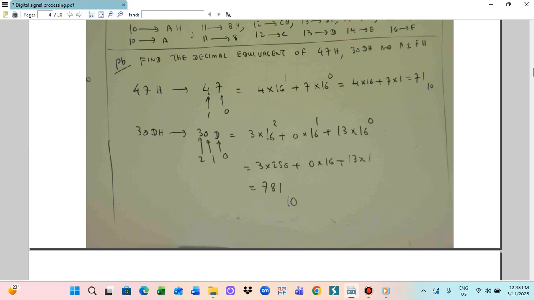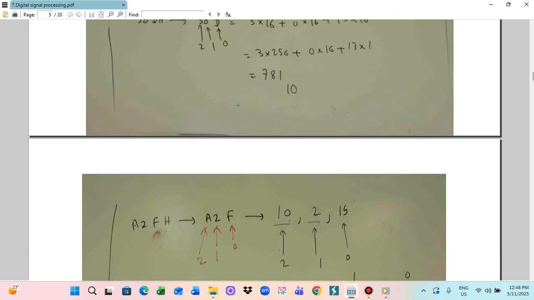So the D is at location 0, 0 at location 1, 3 at location 2. Because of 3 at location 2, 3 is multiplied by 16 power 2. Because of 0 at location 1, 0 is multiplied by 16 power 1. And the D value is 13. So 13 is multiplied at location 0, so 16 power 0. So by solving this one, you get 3 multiply 256 plus 0 multiply 16 plus 13 multiply 1. So you got 781 base 10. So this is for 30DH.